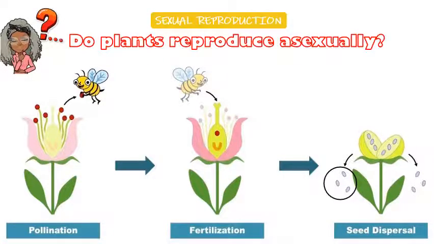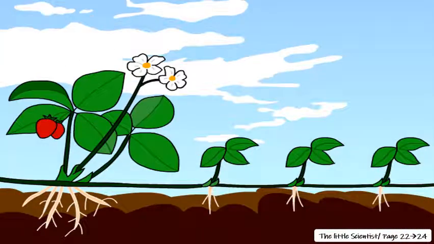But do plants reproduce in another way? Do they all reproduce sexually? Let's see. So Miss Fatin tried this at home. She planted one strawberry plant in her garden. A few months later, she noticed that she had 4 strawberry plants in the garden. How did this happen? The strawberry plant reproduced by forming runners.